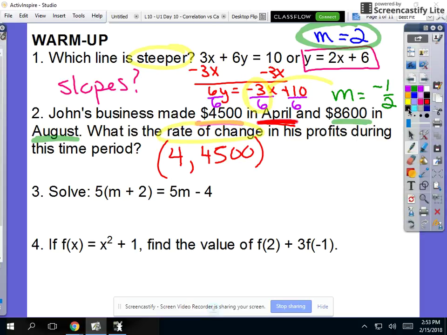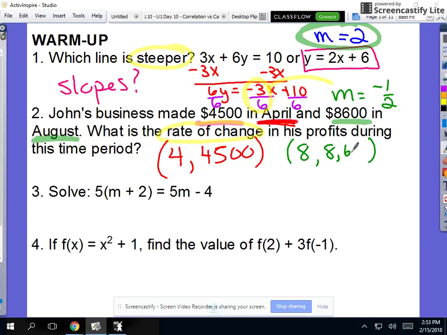So think about that for a second. What would my second coordinate be if it was August and I made $8,600? Hopefully you'll see pretty quickly that it's going to be 8, comma, 8,600. Okay? So those are your 2 points. From there, you should be able to find your rate of change without too much difficulty. It's not actually that hard. I'll let you do that on your own.